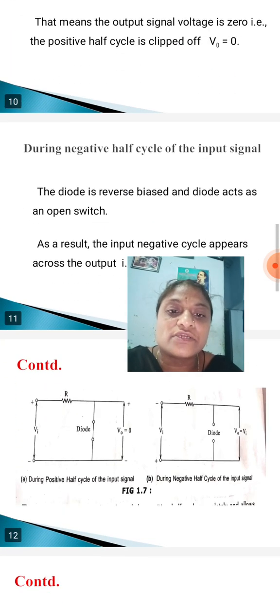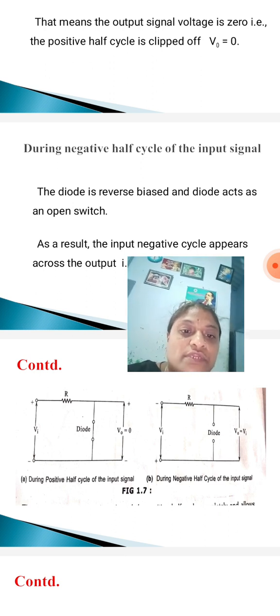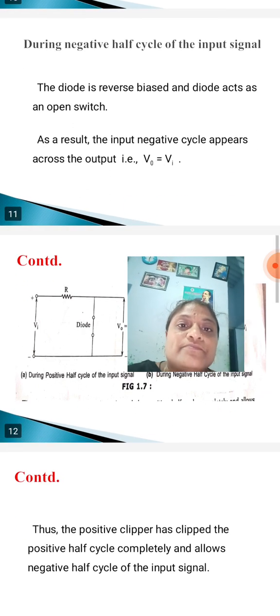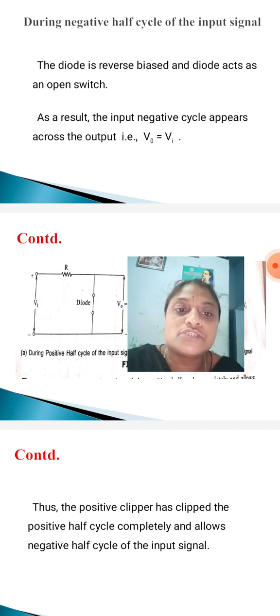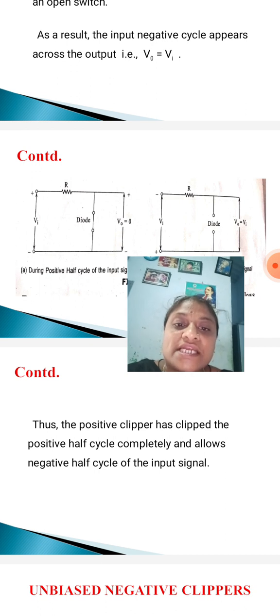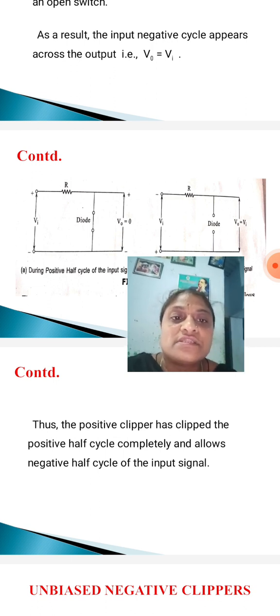Now observe this. This is during the positive half cycle of the input signal, and figure B is during the negative half cycle of the input signal. So these two topics are completed. Thus, the positive clipper has clipped the positive half cycle completely and allows the negative half cycle of the input signal. I repeat this point again.